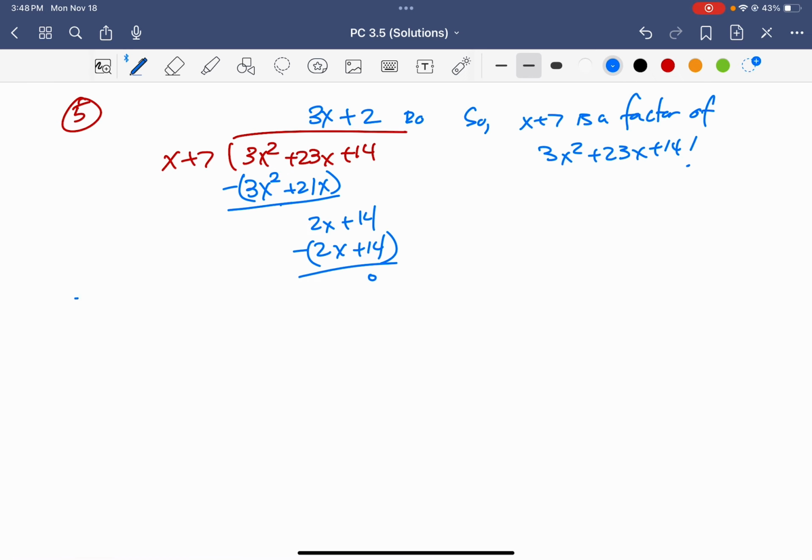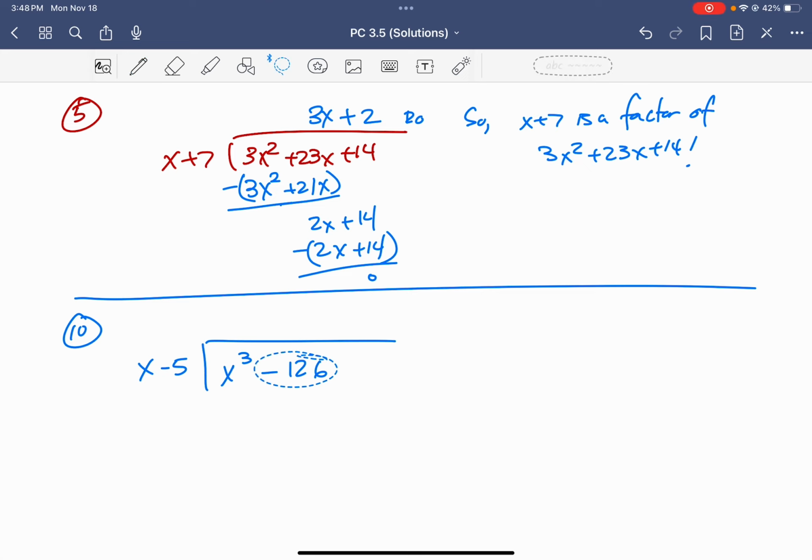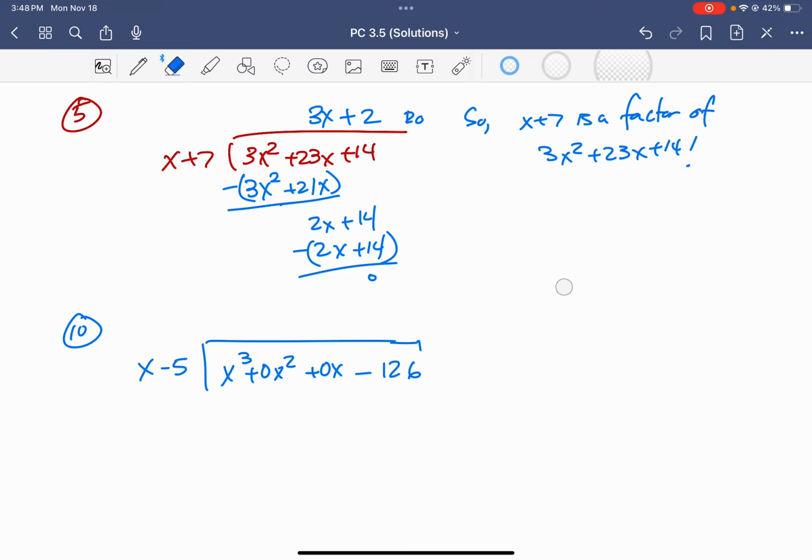I think we now need to do 10, C. If I look at 10, I've got x cubed minus 126. I want to take that and divide that evenly into x minus 5 size pieces. Well, the first thing you'll notice is that we are missing 2 placeholders. We have no x squareds and no x's. If you do not put those there, you will make some mistakes.